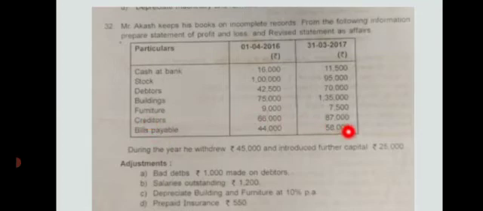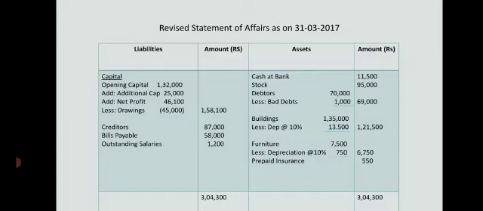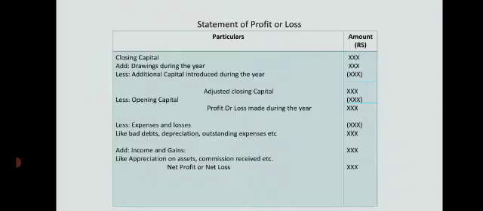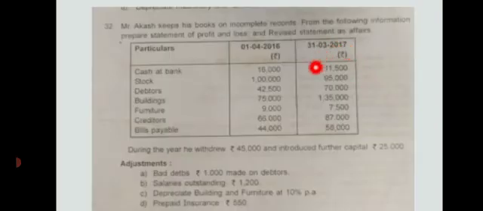In this problem, there are two liabilities. Creditors, you are always supposed to take the closing balances. Creditors is 87,000 and bills payable is 58,000. And there is one more current liability, salary outstanding 1,200. So on the liability side we will enter creditors 87,000, bills payable 58,000, and outstanding salary 1,200. Similarly, we are supposed to enter all the assets from the same problem considering the closing balances.